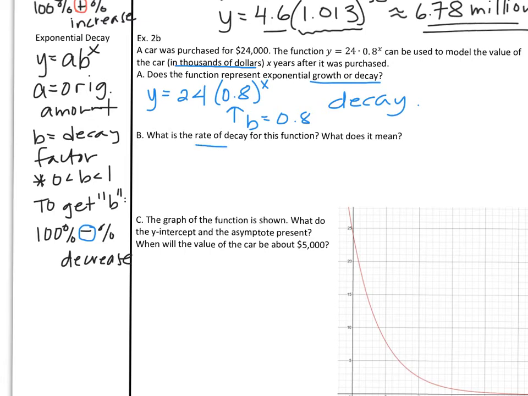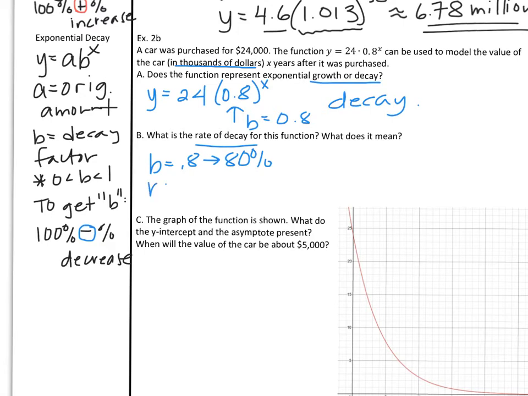What is the rate of decay for the function and what does it mean? In the equation, the decay factor is 0.8. If you convert that to a percentage, that would be 80%. That means each year the car is worth 80% of its original value.